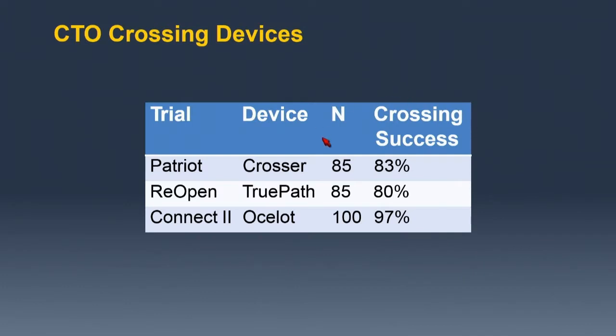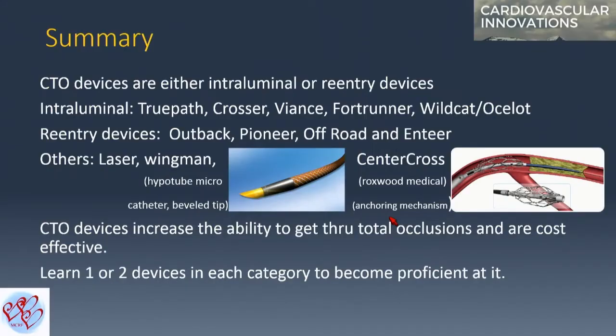However, when you start looking at the energy-driven devices, like the Crosser and the TruePath, their crossing success is now up to 80 to 83%. And if you look at imaging-based crossing with the Ocelot, your crossing success seems to be about 97%.